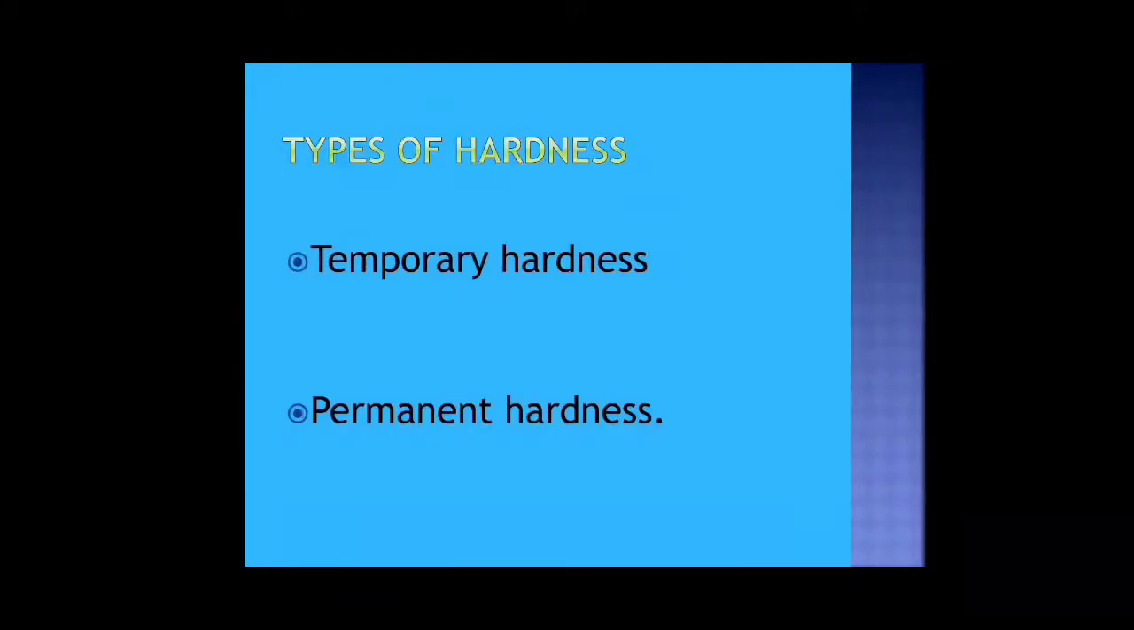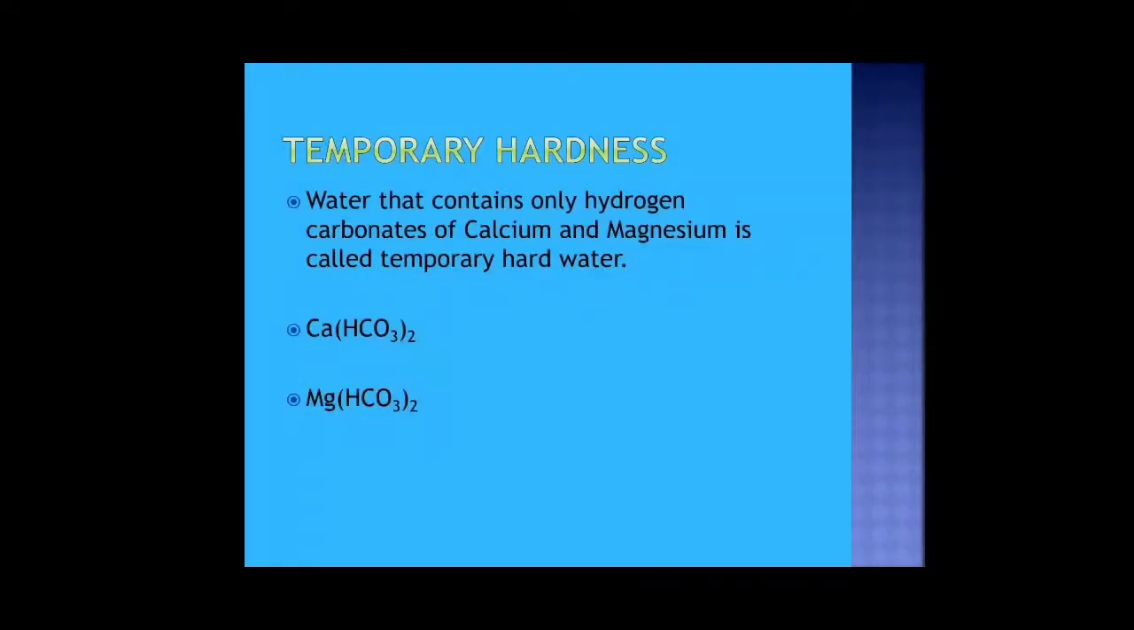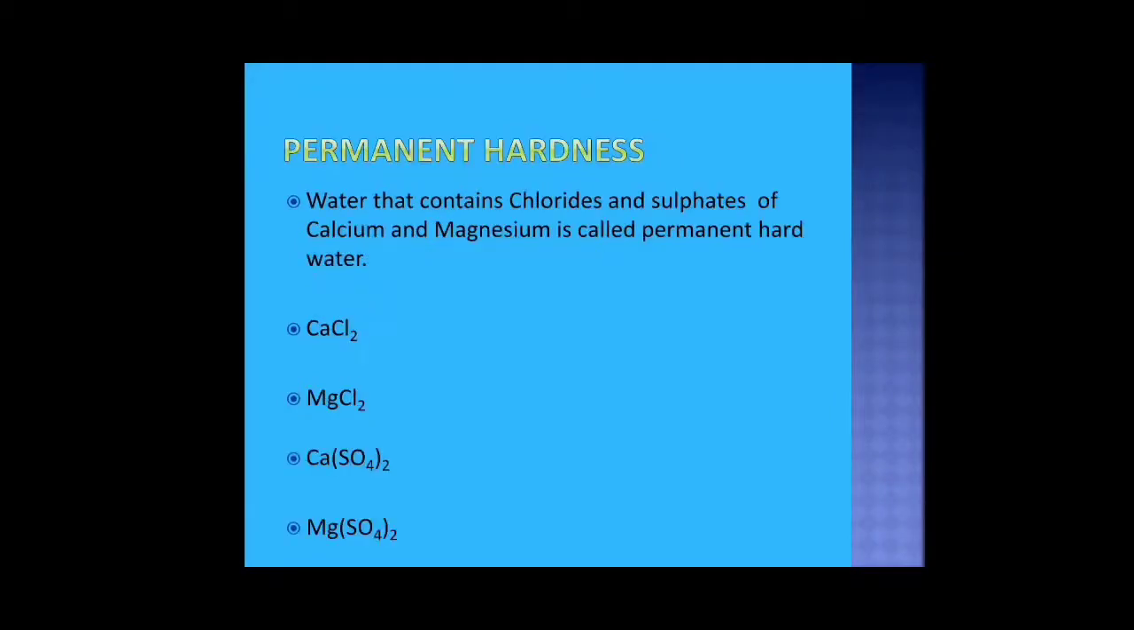Now we'll see the types of hardness. We have two types of hardness for water. One is temporary hardness and the other is permanent hardness. Temporary hardness is that which contains only hydrogen carbonates of calcium and magnesium. When we have calcium bicarbonate or calcium hydrogen carbonate, it's one and the same. Whether we say calcium bicarbonate, it could also be referred to as calcium hydrogen carbonate. So calcium bicarbonate and magnesium bicarbonate give temporary hardness to water.